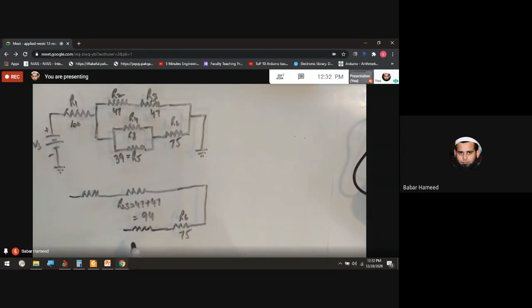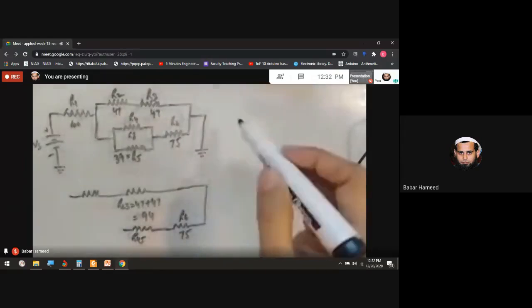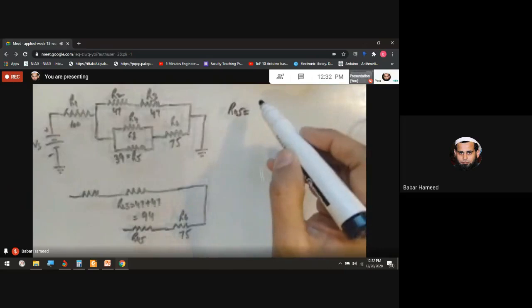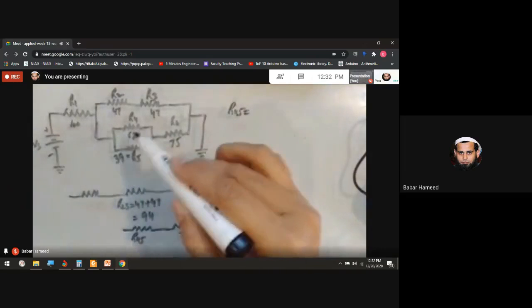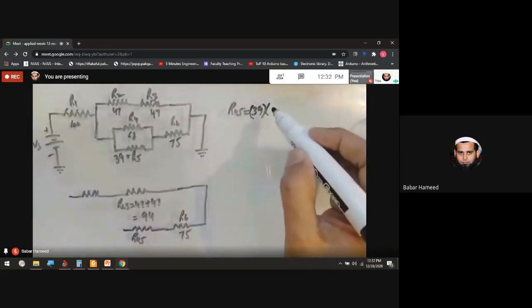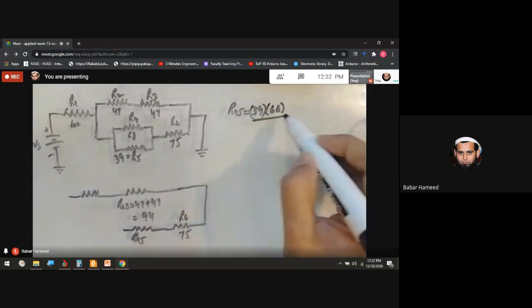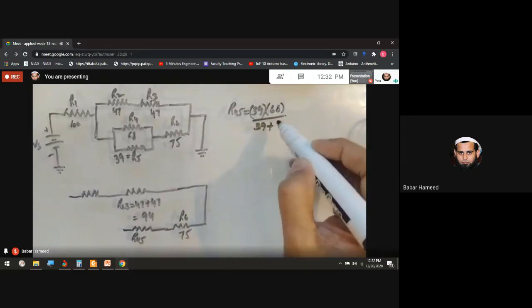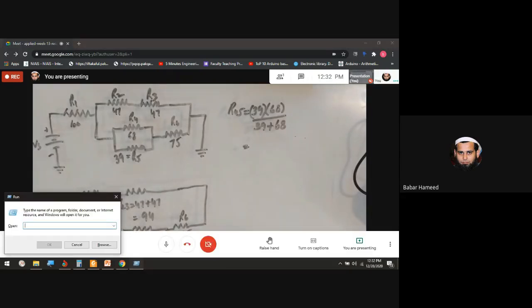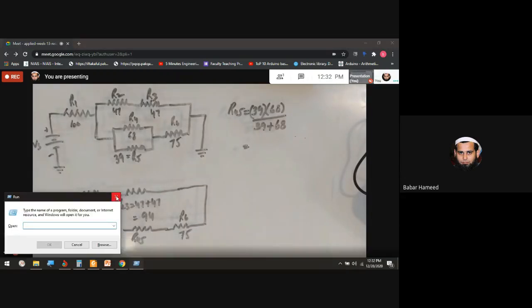R45 will be equal to, I can solve here, their product over their sum. 39 multiplied by 68 divided by 39 plus 68. We can use the calculator here. I already opened it.